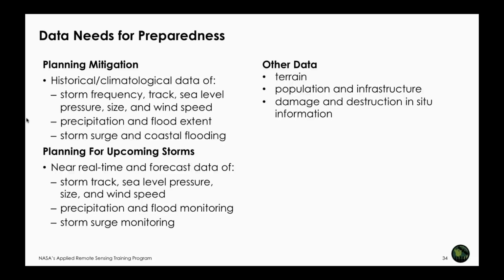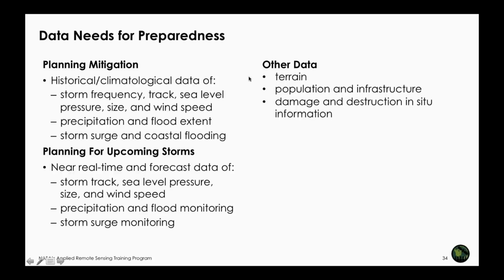When a storm is already formed and you see it's approaching your area, then you need near real-time data, and also you need forecast data to prepare for the storm. Again, you need the same information. You want to know which direction the storm is going to go, where it's going to make landfall, how strong the winds will be, how much precipitation is forecasted, and where flooding might occur. Storm surge, of course, is a major cause of coastal flooding. Can you have forecast or near real-time data for that? So these are the data that are needed.